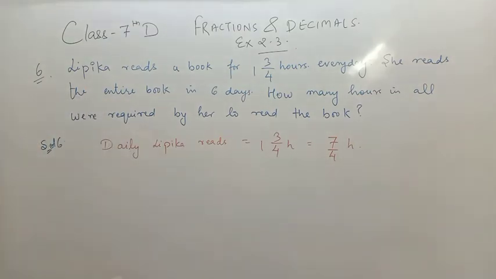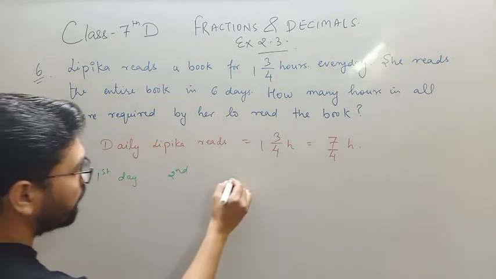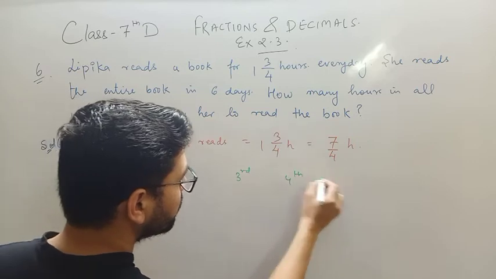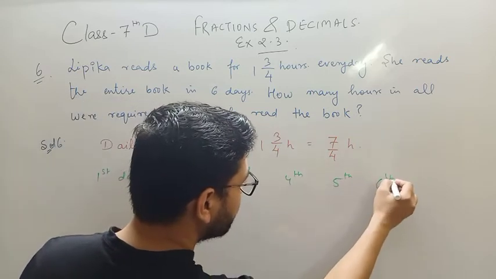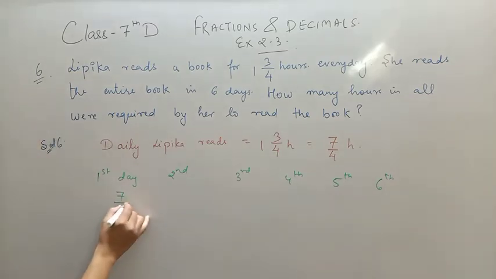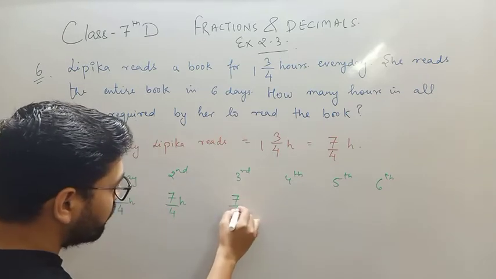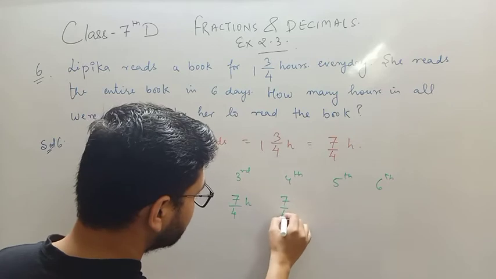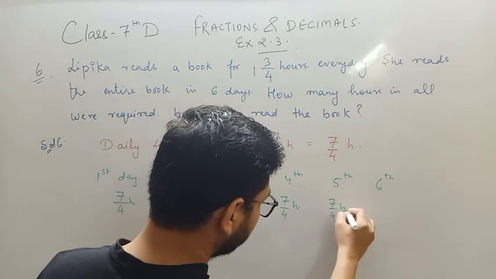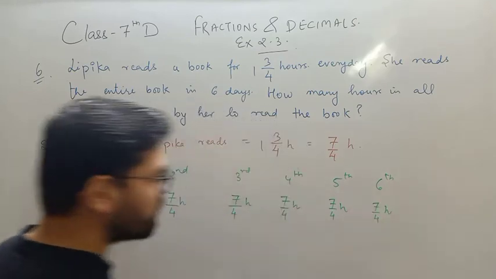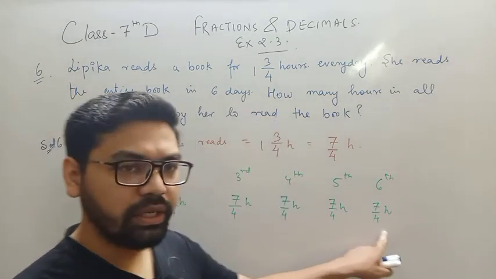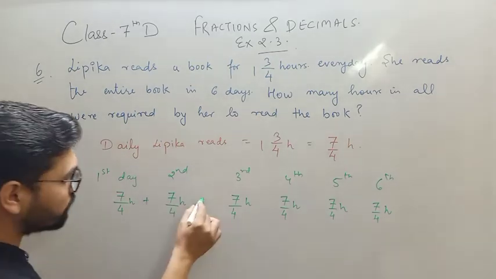Now how many days did she read that book? 6 days. Okay, so on the first day, second, third day, fourth, fifth and sixth day. So the first day she read 7/4 hours. On the second day again she devoted 7/4 hours. Even on the fourth day she devoted 7/4 hours. This is called consistency, that in the 6 days she devoted 7/4 hours to that book.